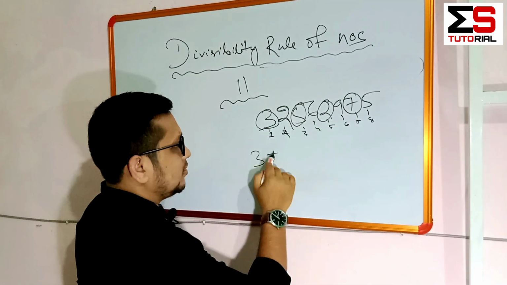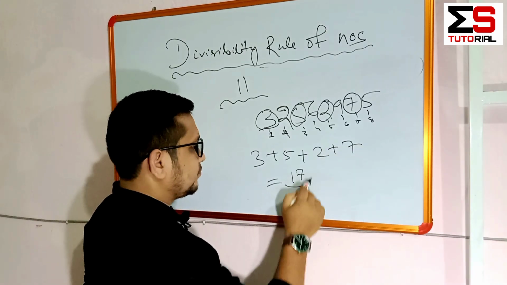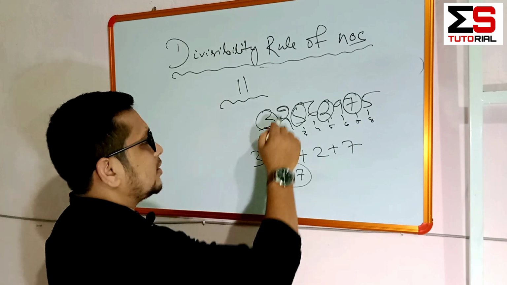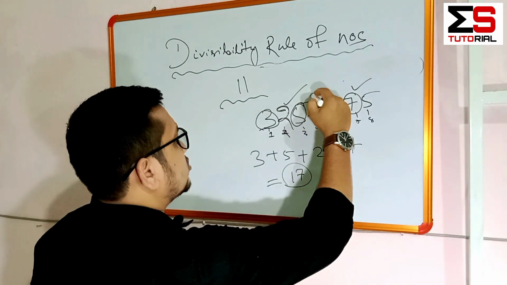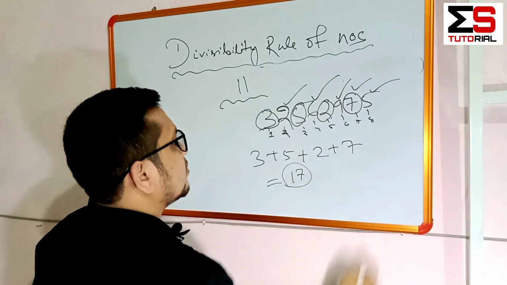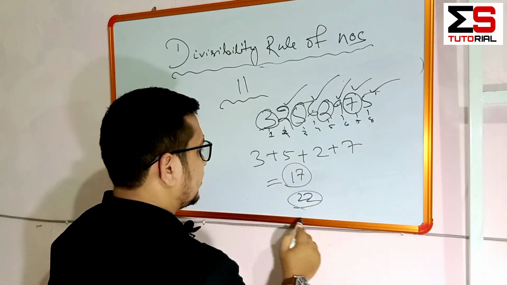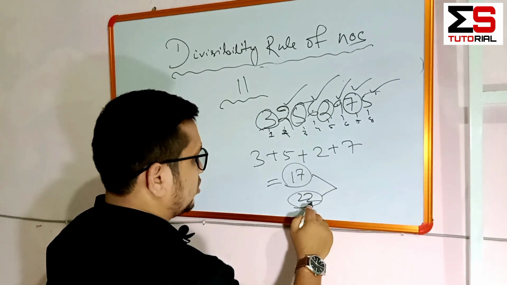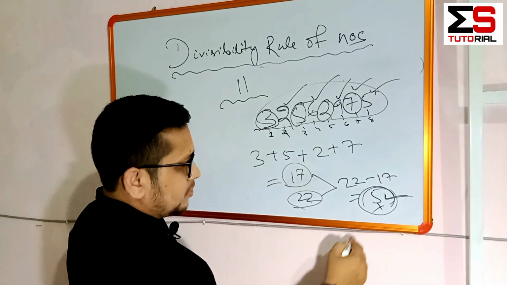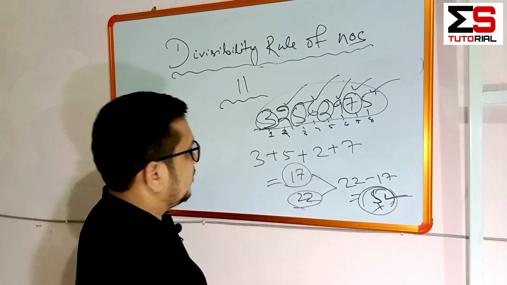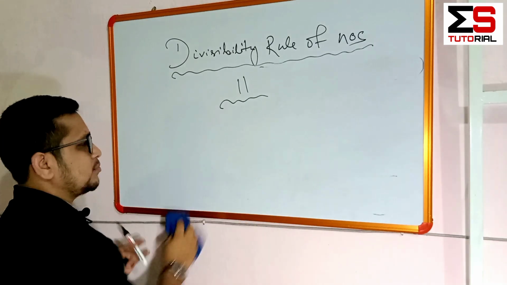So here 3 plus 5 plus 2 plus 7, that is 17. Then next we have to add the even placed digits, that is 2 plus 6 plus 9 plus 5. 2 plus 6 is 8, plus 9 is 17, plus 5 is 22. The difference between these sums, 22 minus 17, equals 5. Here it is not 0, not 11, not a multiple of 11, so it will not be divisible by 11. So I am giving another example.